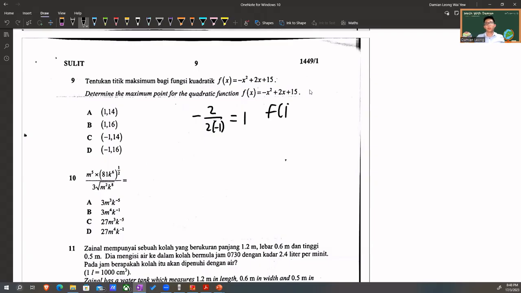Then I just put 1 into the function. Negative 1 square plus 2 times 1 plus 15. Yeah. So it is 16. Answer B. Yeah. Just like that.